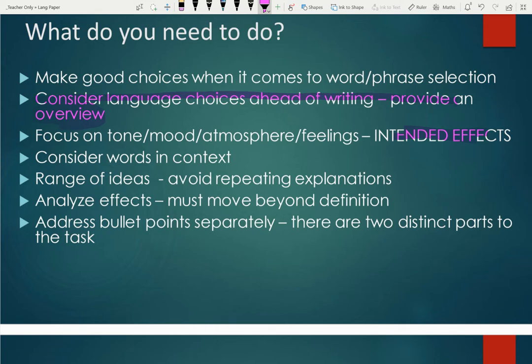So yeah, feel free to show that you understand what the word literally means, but then you need to move into exploring the layers of meaning and the connotations and the implications.